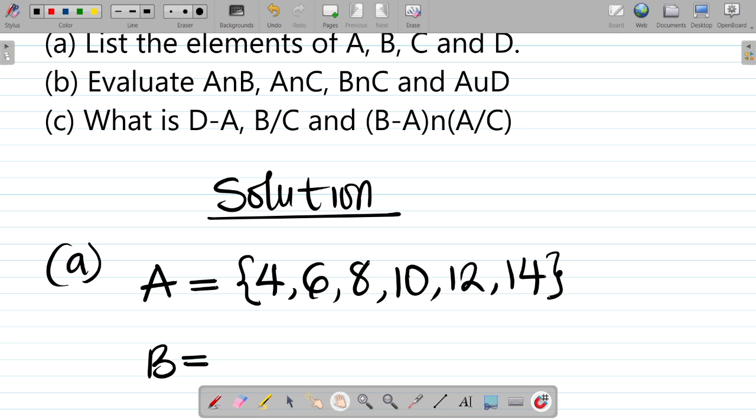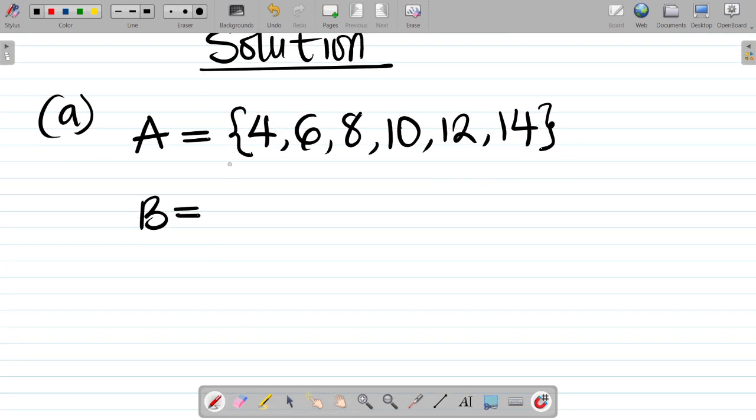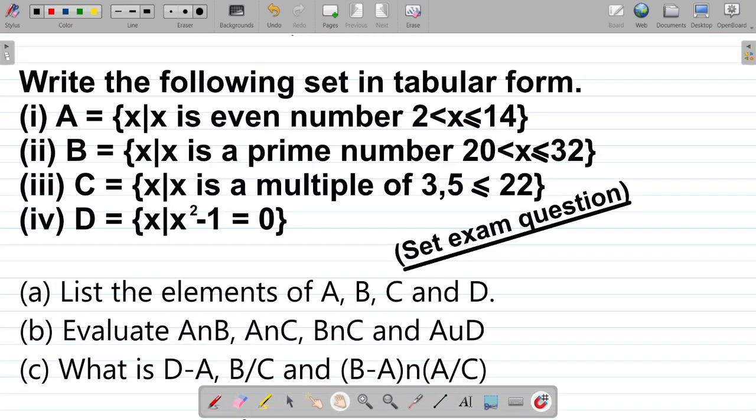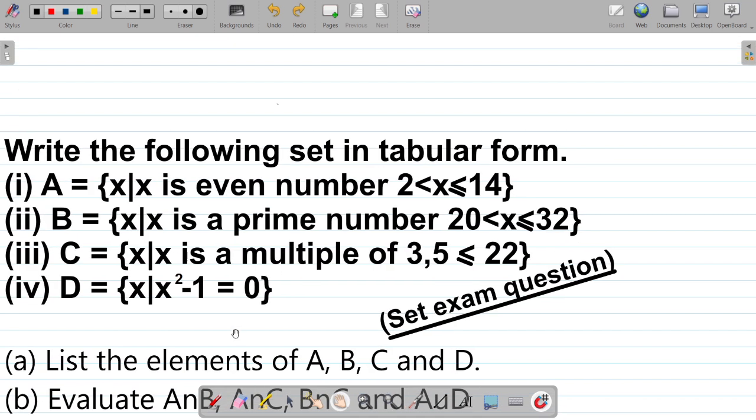So for B, what exactly do I have? We'll go back to look at what B exactly is. Going back to the set, B is equal to X such that X is a prime number, and you can see the number range there is between 20 and 32. All right, so let's get this done.